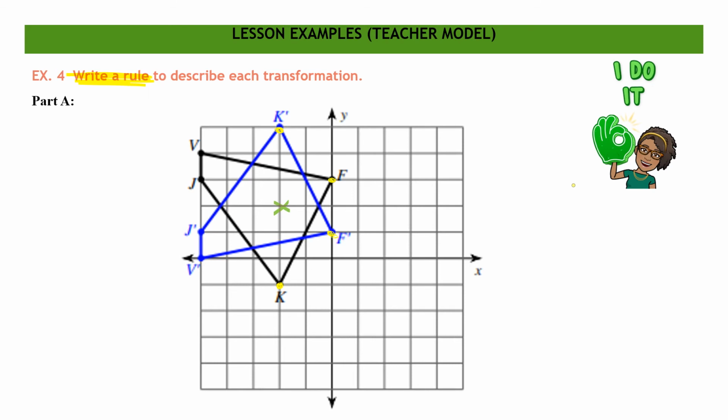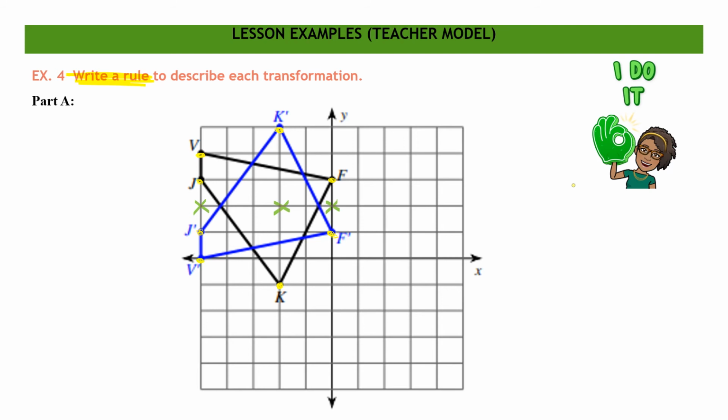If I look at F, the distance between F and F prime is 2, so the midpoint is going to be here. From F prime to the midpoint is 1, and F to the midpoint is also 1. Same thing is true for V prime to V. That distance is 4, so the midpoint is going to be here at 2. And then the same is true for J and J prime. That distance is 2, and the midpoint is 1.